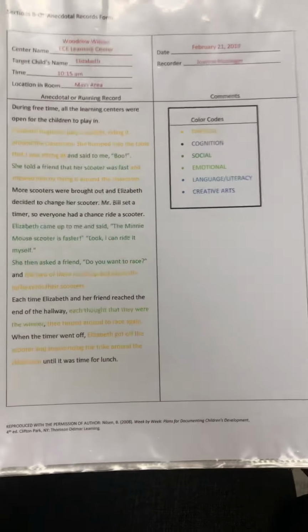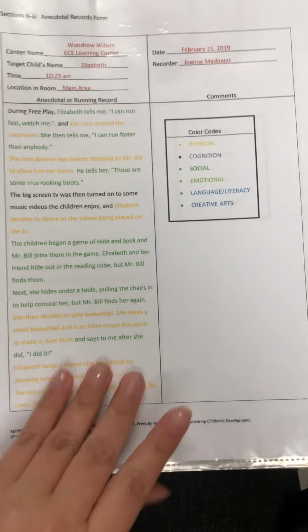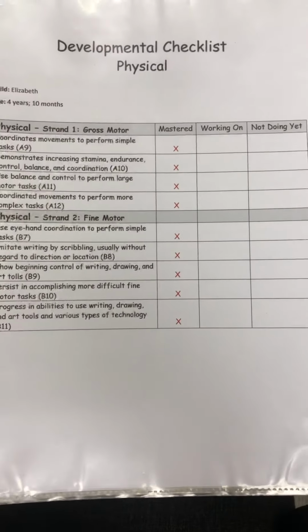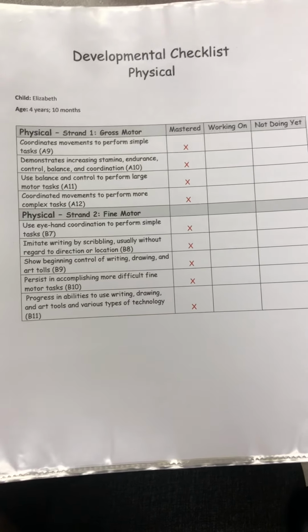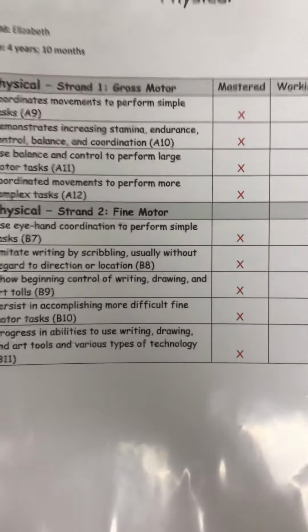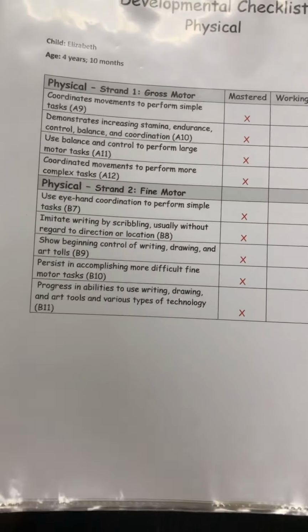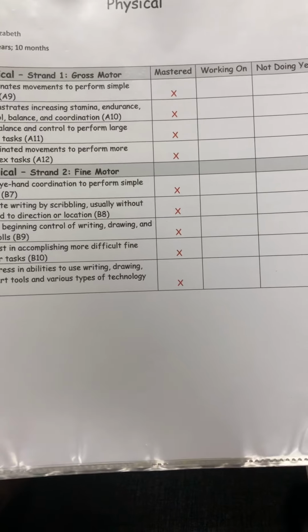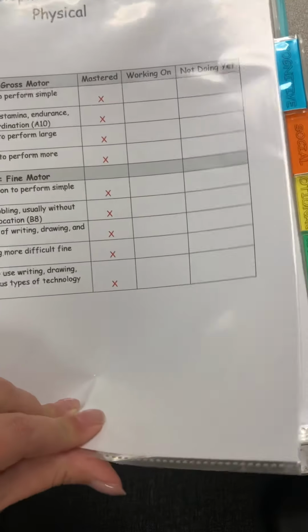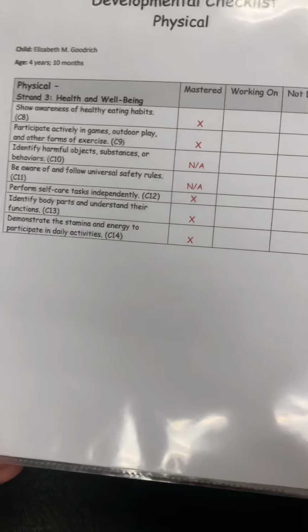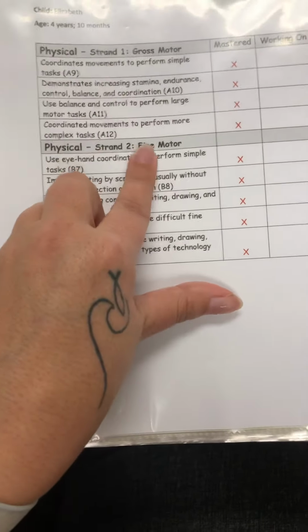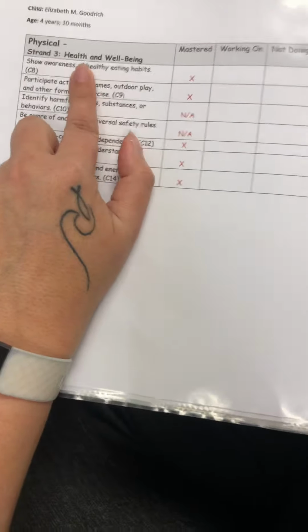So there is 1, 2, 3, 4, 5, and then comes the checklist. The checklist is done from milestones of child development. You can see the strands are both on here, gross and fine motor, and they are checked off as the child developed. And the third strand is on the back, health and well-being. So if you look in milestones, you will see gross motor, fine motor, and health and well-being, and these are all for this child's age time.